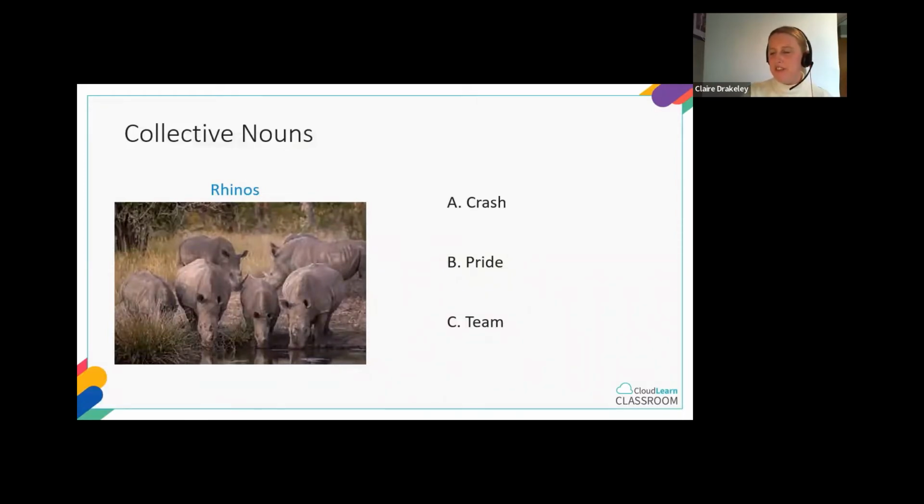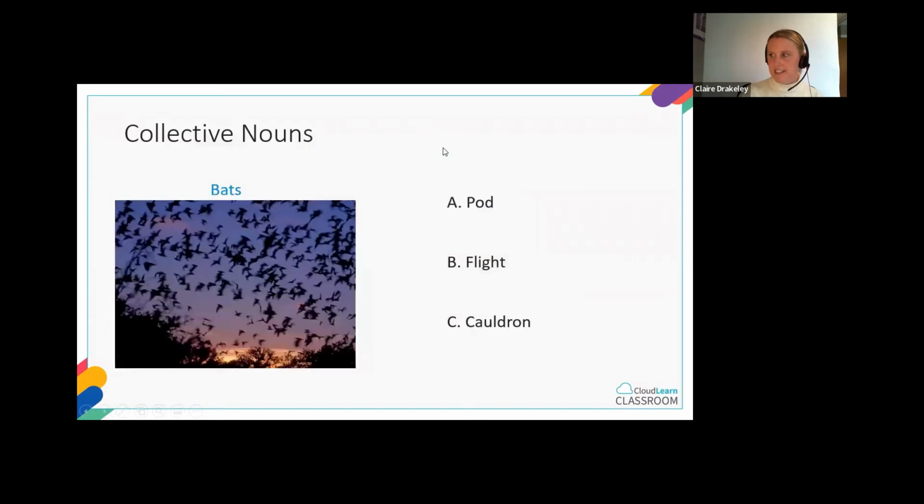So the majority of you thought it was a crash of rhinos, and it absolutely is. I love that. It's onomatopoeic in a way, isn't it? A crash of rhinos is exactly what you think they're going to be. Pride is lions. So I wonder if anyone heard pride and thought, I've heard that one before. Well done. Sorry, there's the answer, crash.